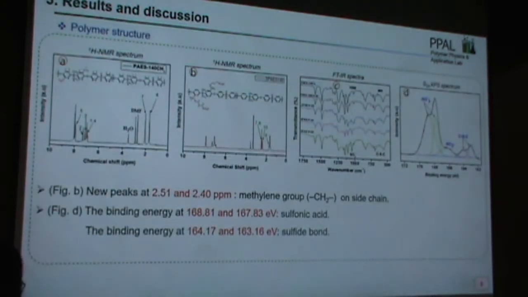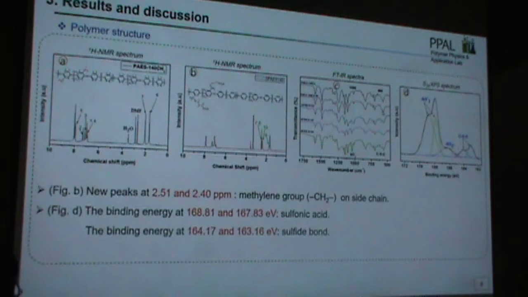And now I would like to talk about the polymer property structure. We can see from figure A that this is the main chain of the polymer structure containing the methyl group, with the peak at 2 ppm, that is the proton of the methyl group. After that I modify it with the sulfonic acid group, and we can see some peak at about 2.5 ppm, that is the proton of the methylene group in the side chain.